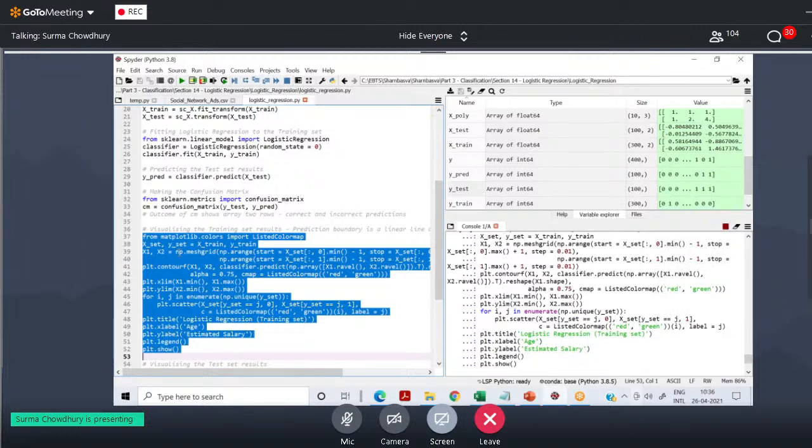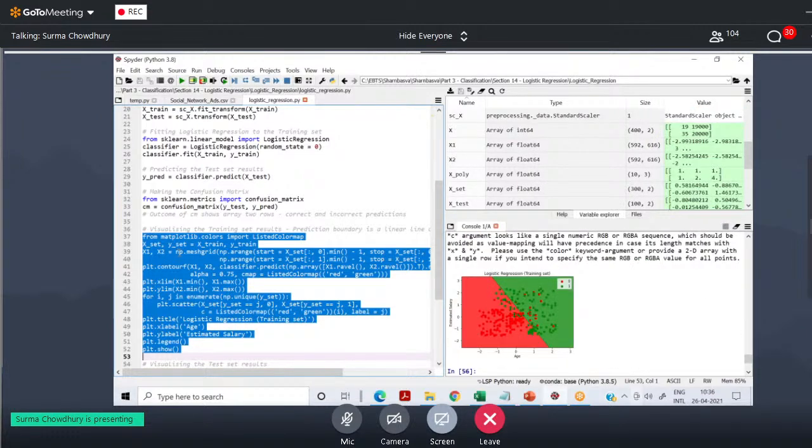Now see how it looks. Okay, this is what you see. In the case of regression, you had a straight line and then you saw the dots around, right? Now what you have in logistic regression is a prediction boundary. This line is basically a prediction boundary.